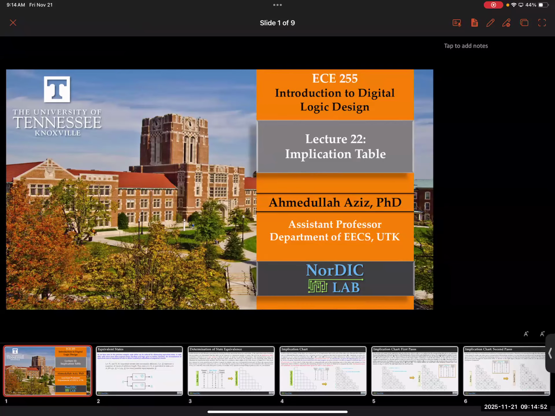All right, so today we'll talk about implication table and I'll explain what that is. But before doing so, just a very quick recap of the last thing we discussed in the last class. Remember, we have been dealing with state graphs and state tables for a while. We noticed that the number of states that you can generate directly links to the number of flip-flops you will need eventually in the hardware.